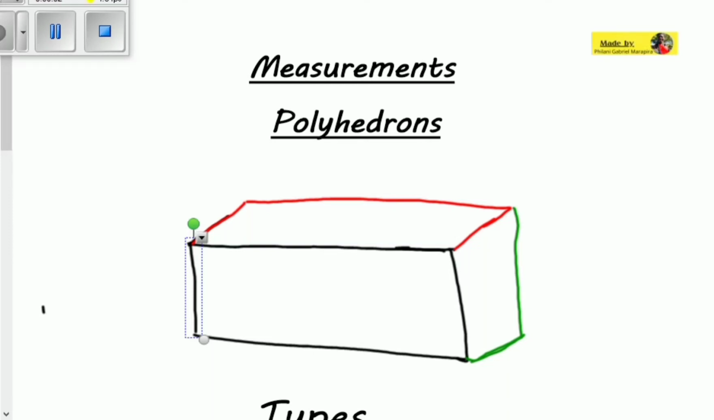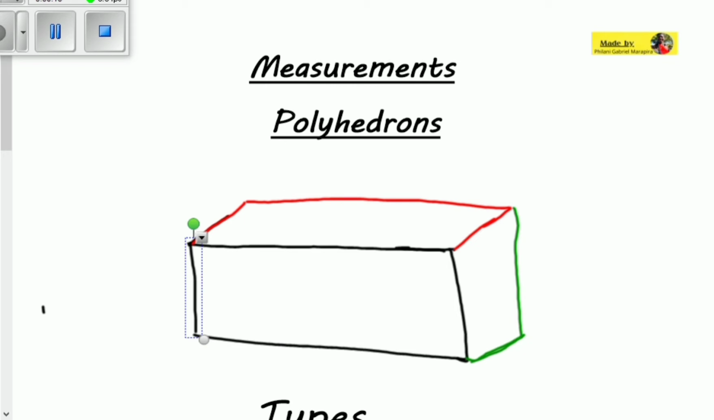Today we're going to be talking about polyhedrons. This is our first topic in measurements, grade 11. So what is a polyhedron? Basically, a polyhedron is a three-dimensional figure with four or more flat surfaces.